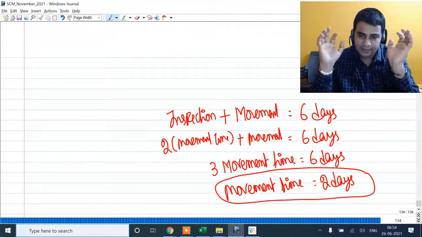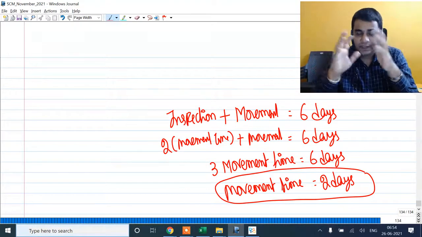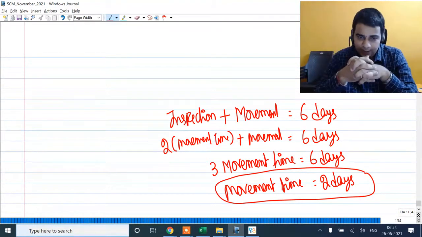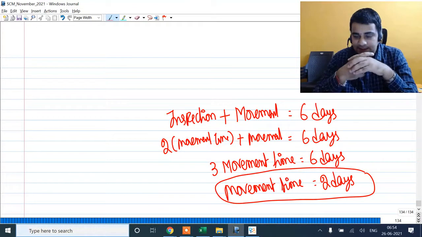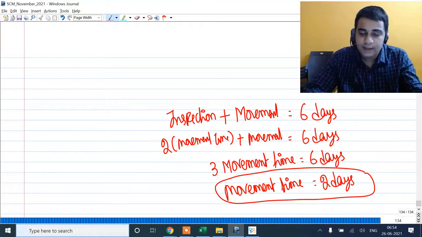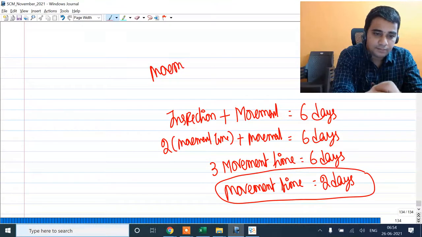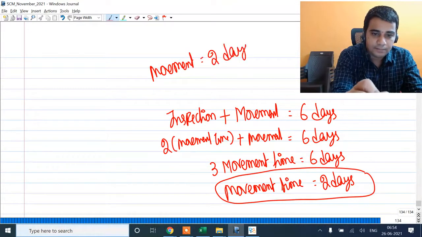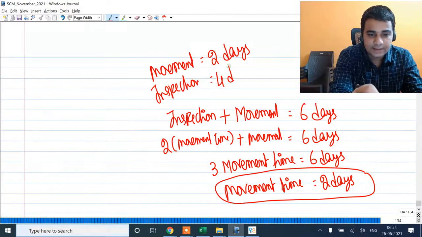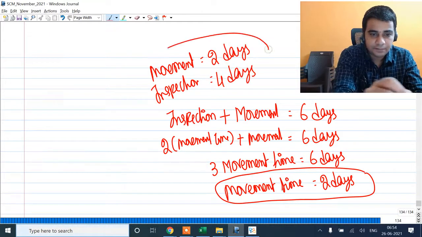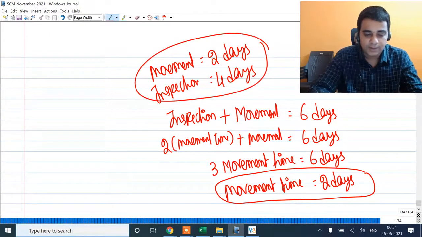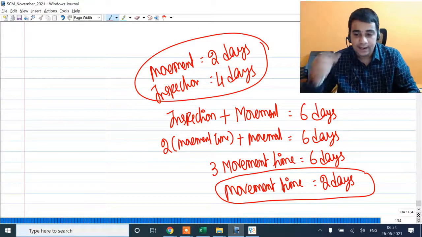Totally 12 days of time wasted: 6 days in queuing, another 6 days in inspection and movement. In that, movement is 2 days and inspection is 4 days. Any doubts on this?